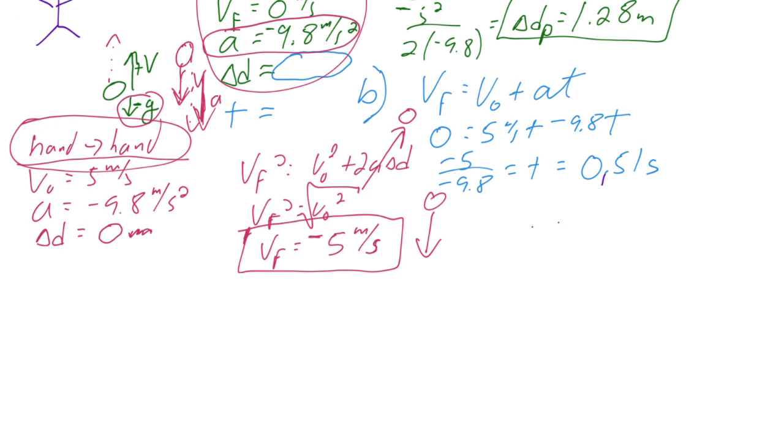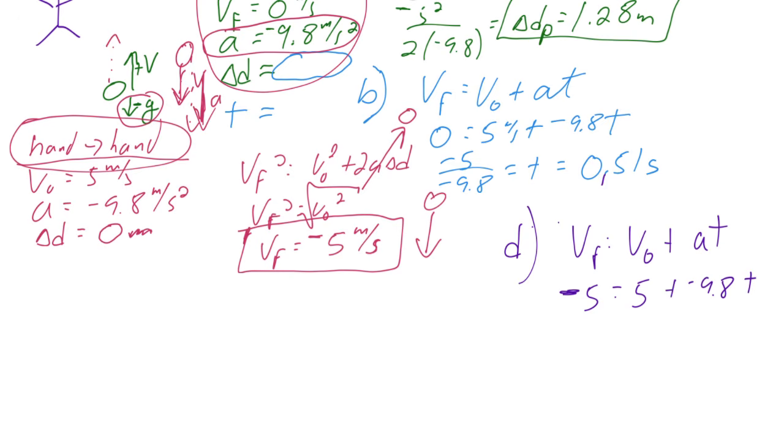All right, so we'll go ahead and use the same equation we did before, VF equals VO plus AT. And our VF now we know is negative 5. Our V initial was 5, so negative 5 equals 5 plus negative 9.8 times T. Okay, so when you do this, you get negative 10 divided by negative 9.8 equals T. And that equals 1.02.